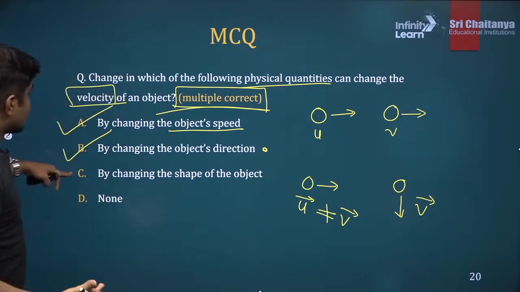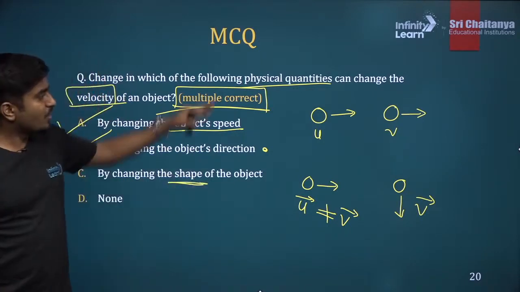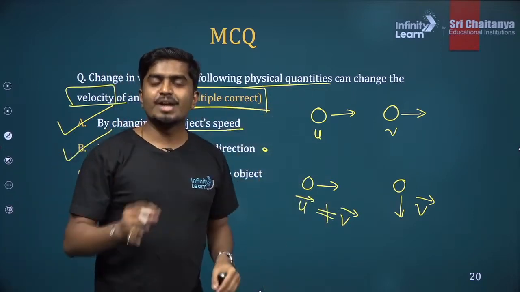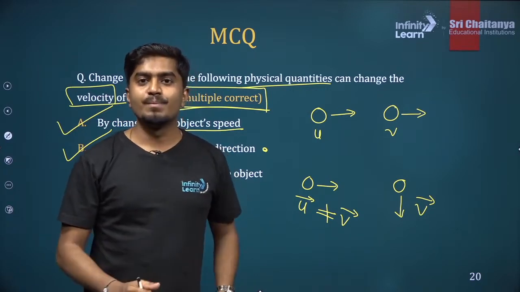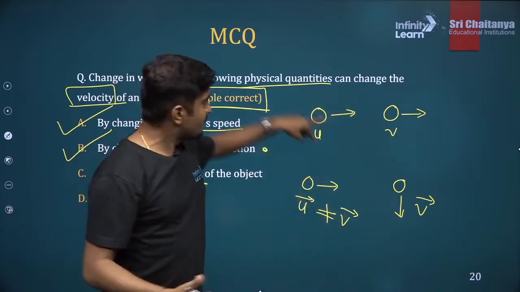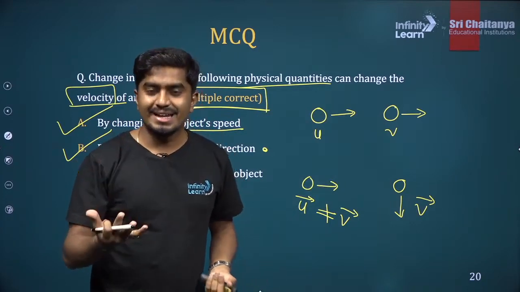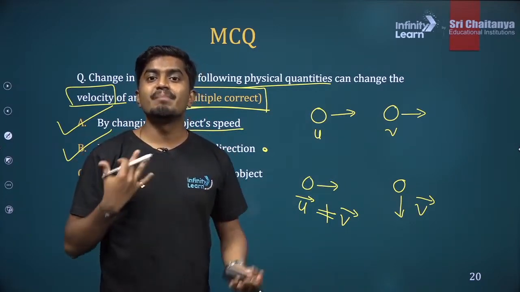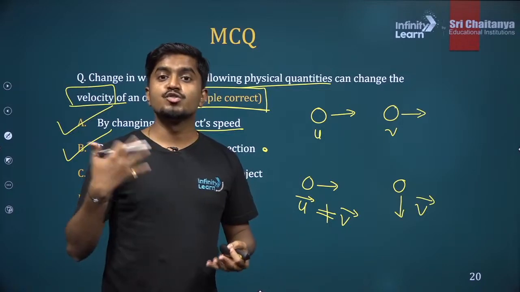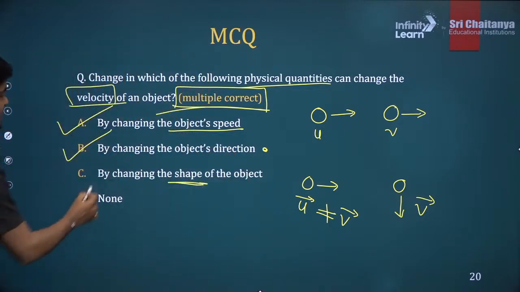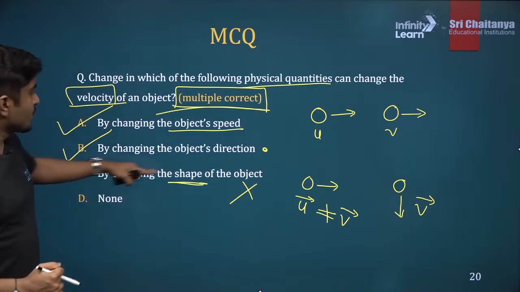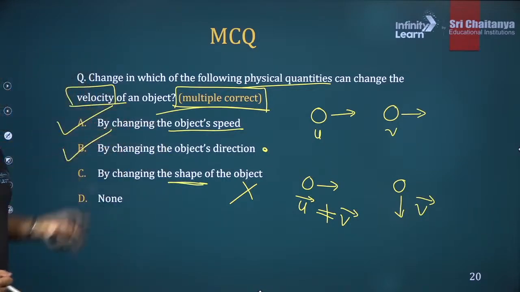Now let's look at the third one. By changing the shape of an object. Now you see here, for all the different objects, I just put a circle, because in physics the shape of the object most of the times doesn't matter. Whenever we learn the motion, we just write a dot or a circle, because the shape of the object doesn't matter in kinematics, unless we are using forces, right? So by changing the shape of the object, we are not changing the velocity. So this is not correct. Only option A and B are correct.